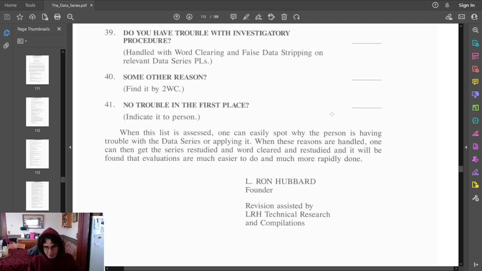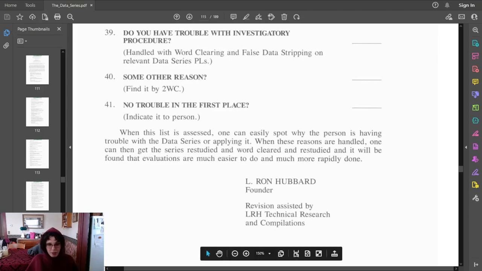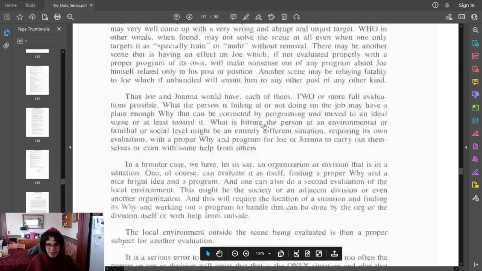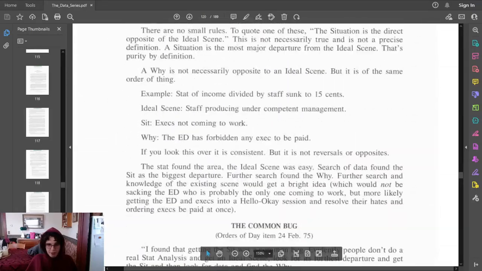Just because an answer has been spotted doesn't mean it's the right answer. The e-meter could go off on something completely different that you actually don't have an issue with. That's if it reads, then that's what they're going to go over. So the next one is data series 27, 4 pages.